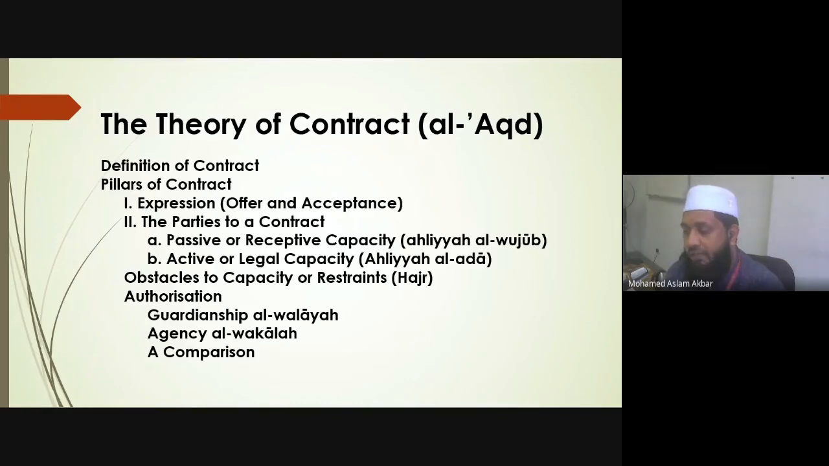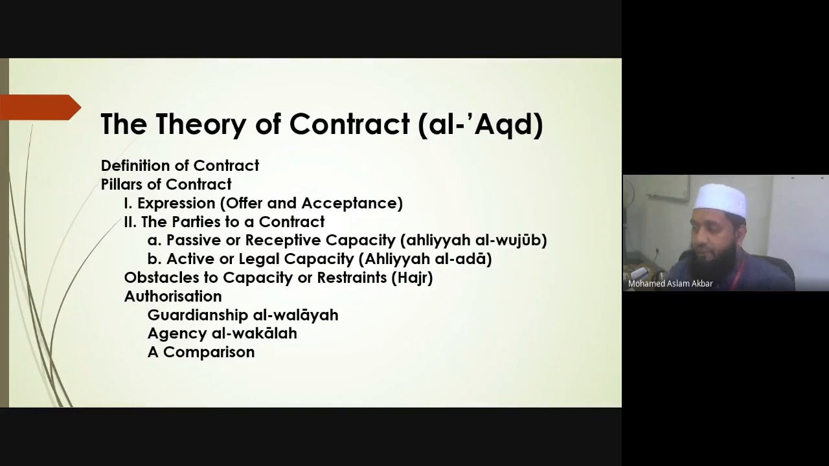I think you can see we talked about the definition of contract, and then we moved to pillars of contract, and we talked about the sigha, which is expression, ijab and qubul, which is offer and acceptance. Then we talked about the parties to a contract, which was the longest one. We discussed the ahliya, the capacity. Hope you all understood clearly what is actually ahliya al-wujub and ahliya al-ada, the passive receptive capacity and also active legal capacity. So I was giving you the example to memorize and also to easily understand.